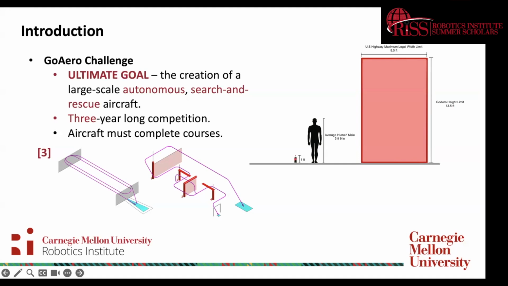This is a 3-year-long competition, and the aircraft must complete courses such as the ones displayed in figure 3 below. On the left, we have a course that tests the speed of aircraft in taking off, doing a lap, landing, loading up payload, and then repeating. On the right, we have a course that shows that aircraft must be able to maneuver quickly over and under barriers and across sharp turns in order to reach an objective.